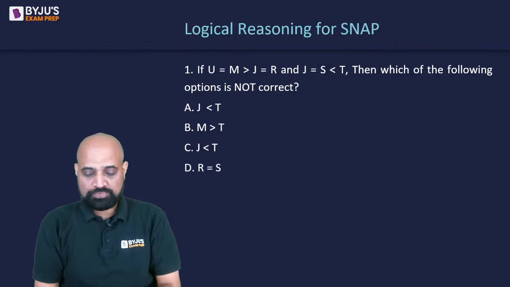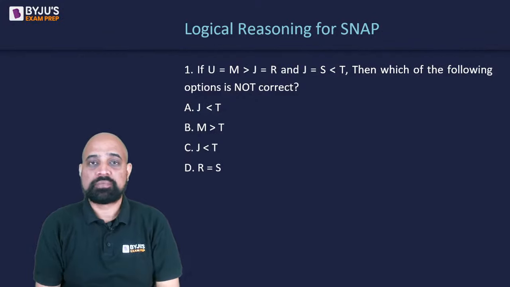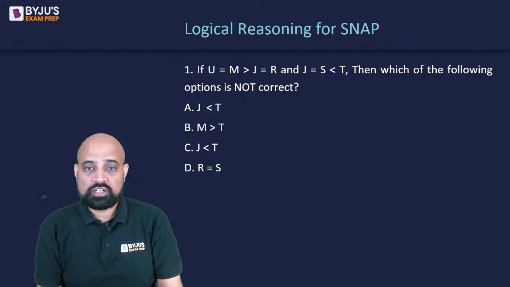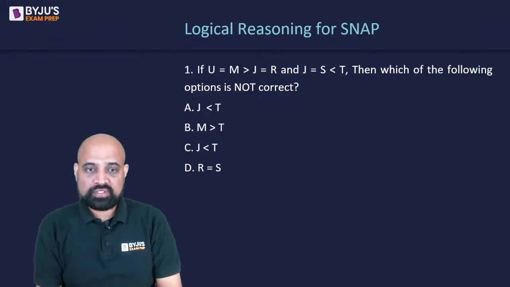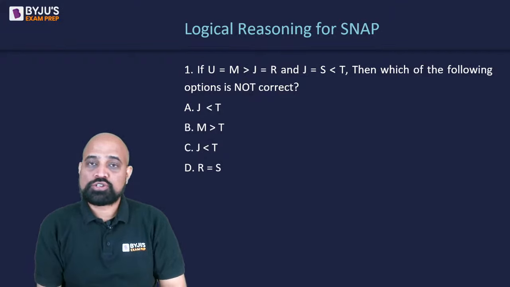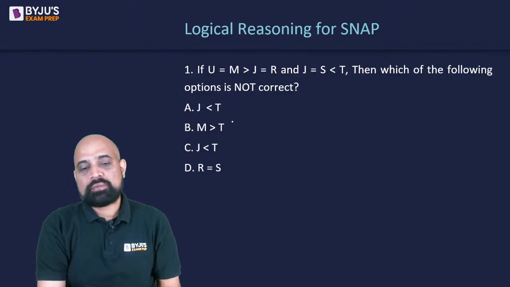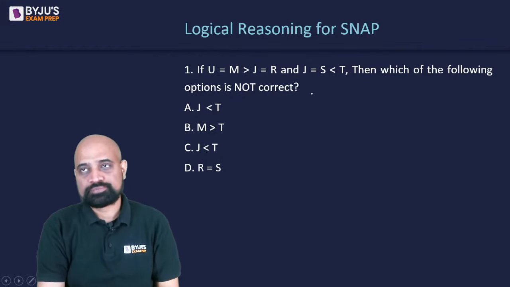Okay, so we have already discussed what the syllabus of the SNAP exam is and what kind of questions you are going to expect in your English, reasoning and maths. So this is the first question on logical reasoning. If U is equal to M is greater than J is equal to R, and J is equal to S less than T, then which of the following options is not correct?